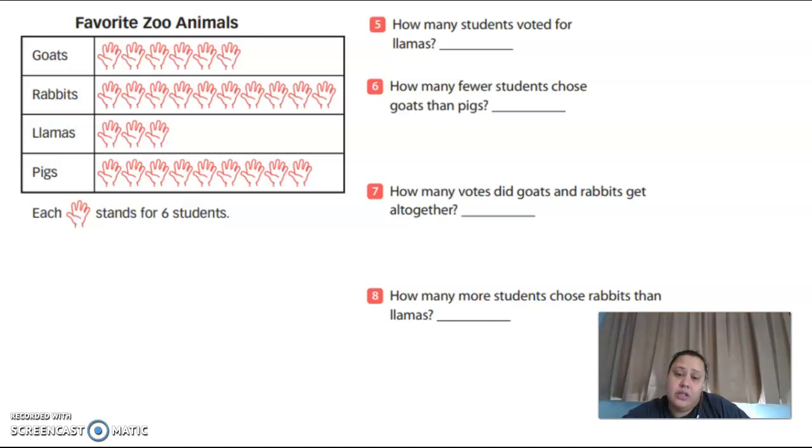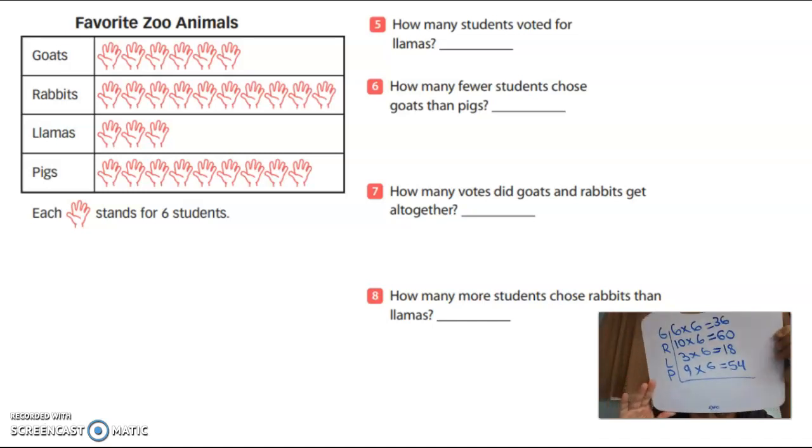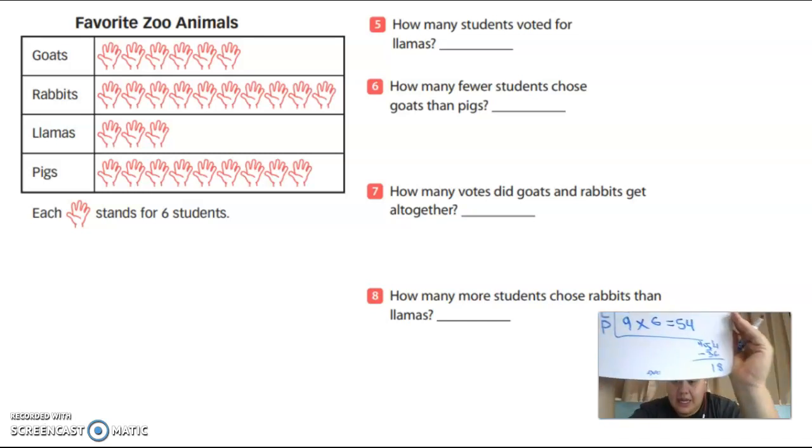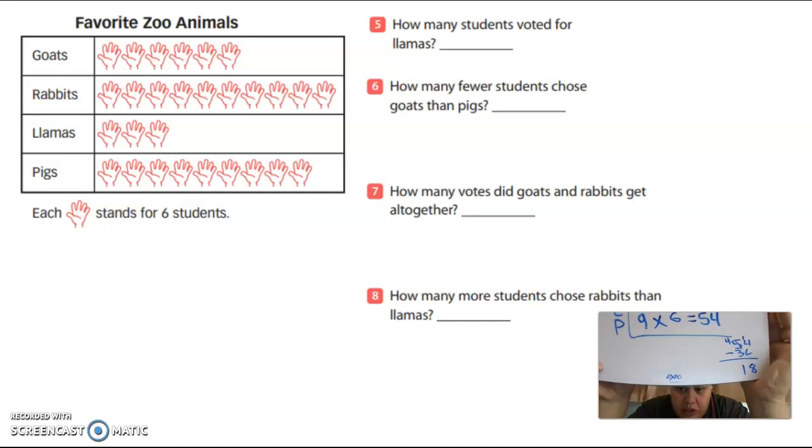How many fewer students chose goats than pigs? So if we have pigs, we have 9 times 6. So 54 students chose pigs versus 36 students choosing goats. The keyword is fewer, so this is a subtraction question. It's going to be 54 minus 36. We're going to borrow the 10. 14 minus 6 is 8. 4 minus 1, so 18. 18 fewer students chose goats.